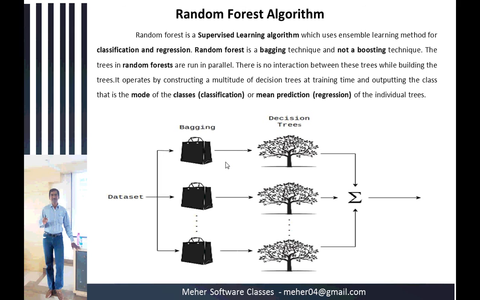See, here we are taking two different classifications, and according to that we are maintaining them in parallel and running them in parallel. There is no interaction between these while building the trees, and it operates by constructing a multitude of decision trees. Here we get decision tree 1, decision tree 2 and decision tree 3, and by clubbing their outputs we take one single output of the classification.